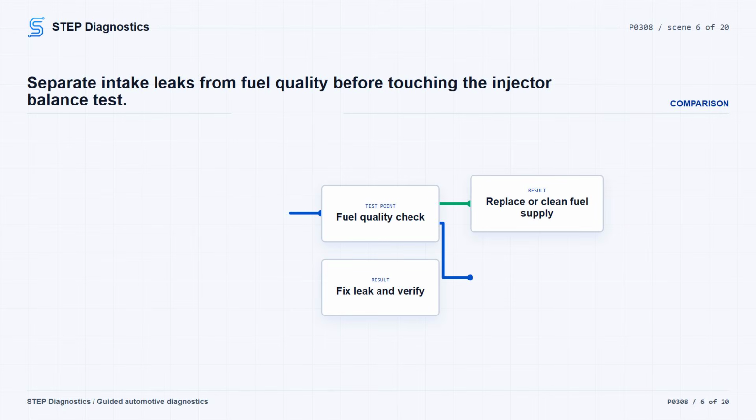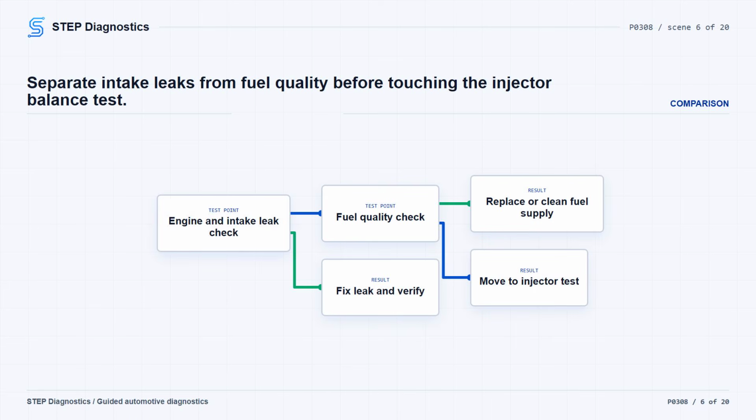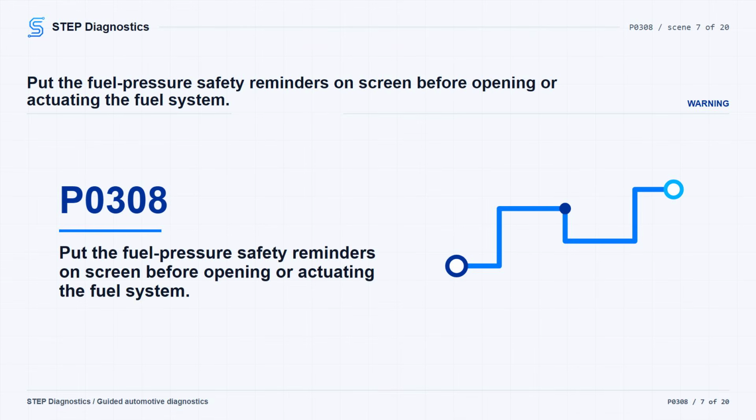After the visual inspection, check the engine and intake manifold for vacuum leaks. A leak can affect one cylinder or multiple cylinders depending on where it is. If a leak is found, repair it and verify the repair. If no leak is found, check the fuel for water, wrong fuel type, old or contaminated fuel, and low fuel. Also check for the proper ethanol level in the gasoline. If the fuel is the problem, replace the fuel and if needed, flush and clean the fuel system, then verify the repair. If air and fuel quality check out, move to the injector balance style test.